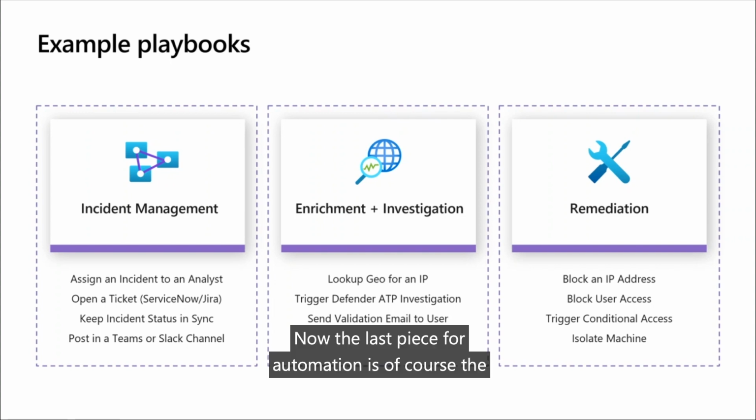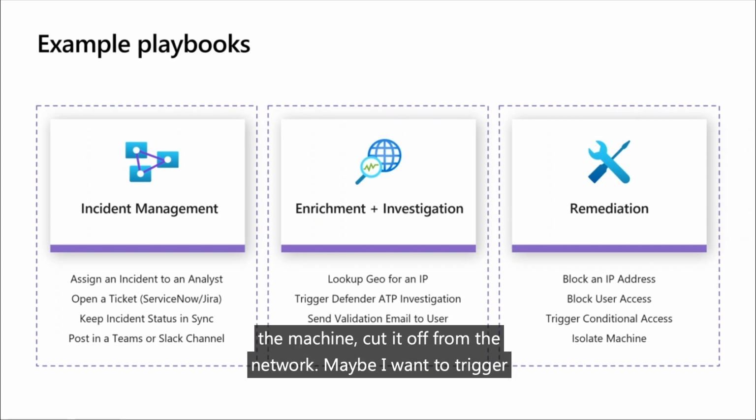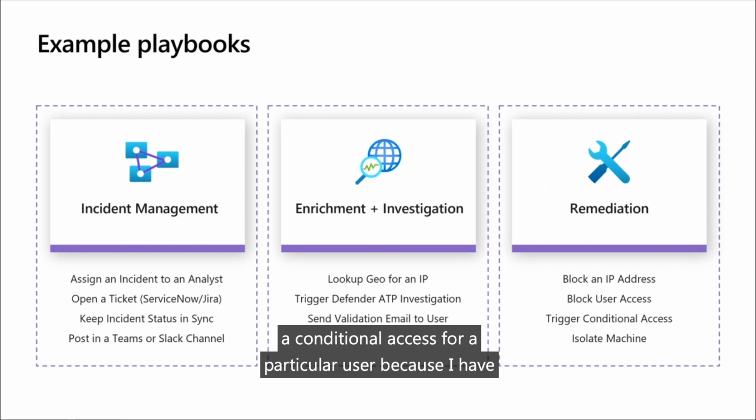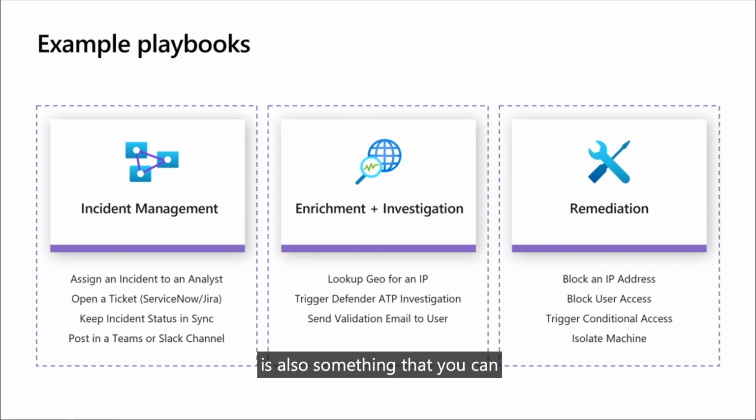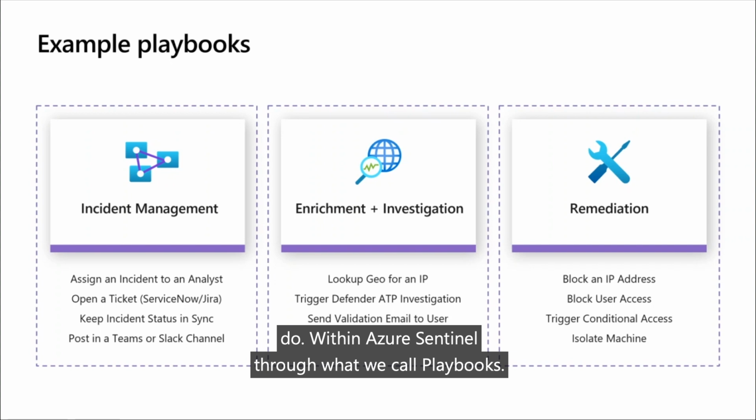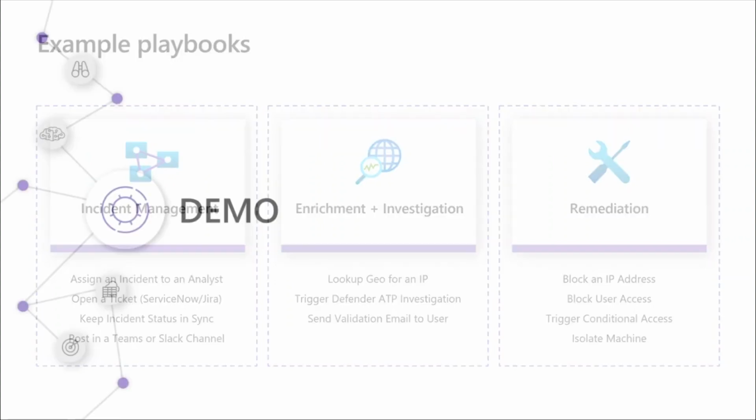Now, the last piece for automation is, of course, the remediation portion. So this is where we're talking about things like blocking an IP address. Do I want to force a password reset on a certain user? Maybe I want to isolate the machine, cut it off from the network. Maybe I want to trigger a conditional access for a particular user because I have very strong reason to believe that his device has been compromised or his credentials have been compromised. So this is also something that you can do within Azure Sentinel through what we call playbooks.